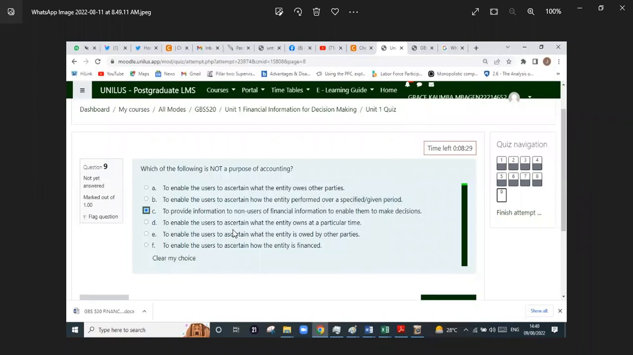To enable users ascertain what the entity owns at a particular time. Yes. To also ascertain what the entity is owed by other parties. Yes. The liabilities, and also to enable the users to ascertain how the entity is financed. Yes. So this is how you're supposed to answer this.